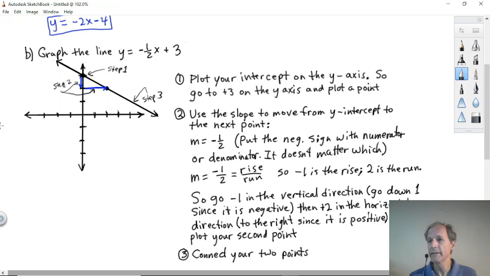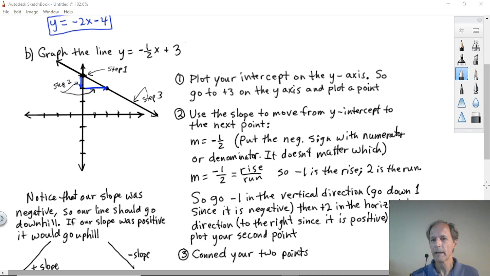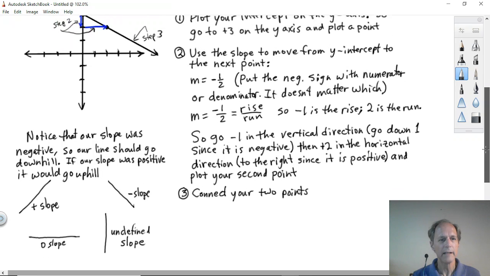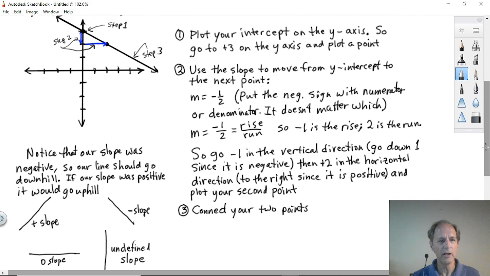So that's it. And so the last thing I want to look at, though, is just a note about slopes. Note that our slope was negative. Okay, so our line should go downhill. There's our slope, negative 1 over 2, negative a half. When the slope is negative, the line goes downhill. If our slope was positive, it would go uphill. Okay, so there's the cases.